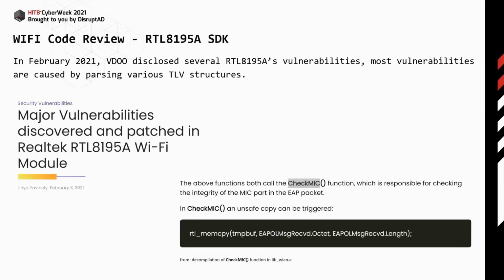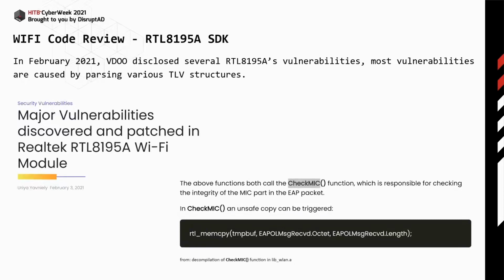Next, I will take RTL8195A as an example to introduce how to start with historical vulnerabilities, and then analyze the code flow of its firmware, and finally discover new vulnerabilities. In February 2021, the VDOO team released several vulnerabilities in the Wi-Fi protocol stack of RTL8195A.